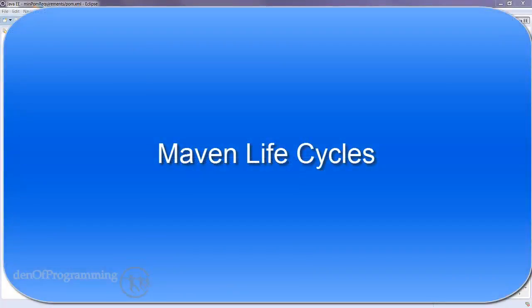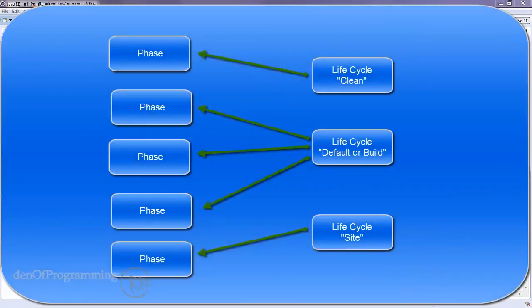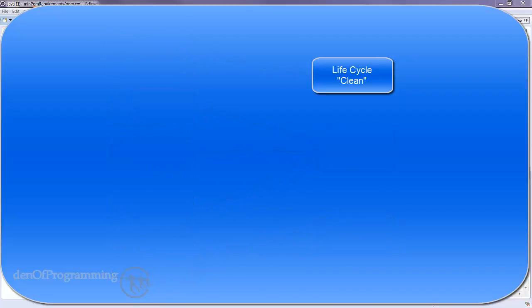In this tutorial, I want to start with the introduction of the rather large topic of the Maven lifecycle. When Maven builds a project, it steps through a number of predefined phases, and these predefined phases come together to make a complete lifecycle. Now Maven contains 3 life cycles, the first being the clean. This handles cleaning up of the previous build.